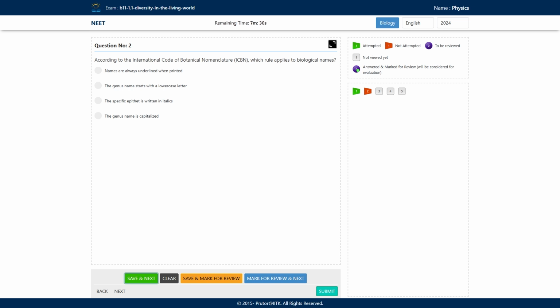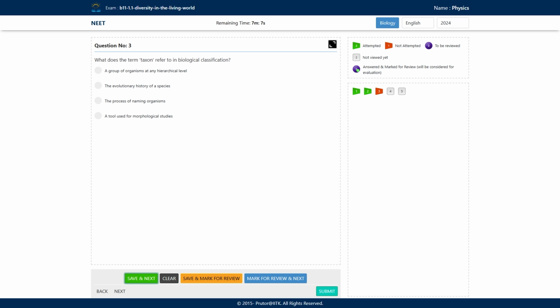Here, the correct answer will be option number D. The genus name is capitalized. Okay. So, genus name starts with the capital letter and the specific epithet starts with a small letter. So, this is the rule.